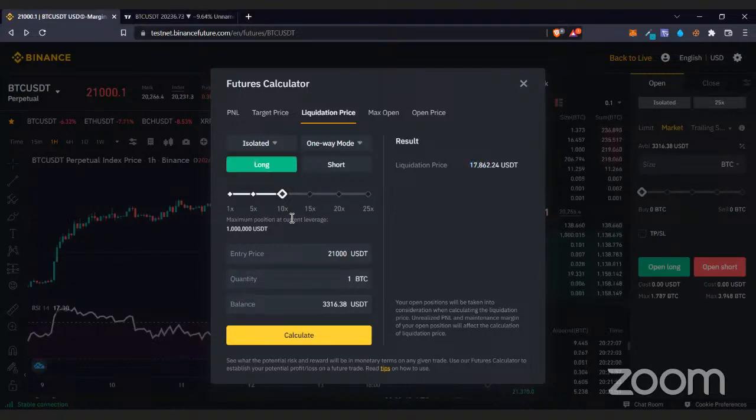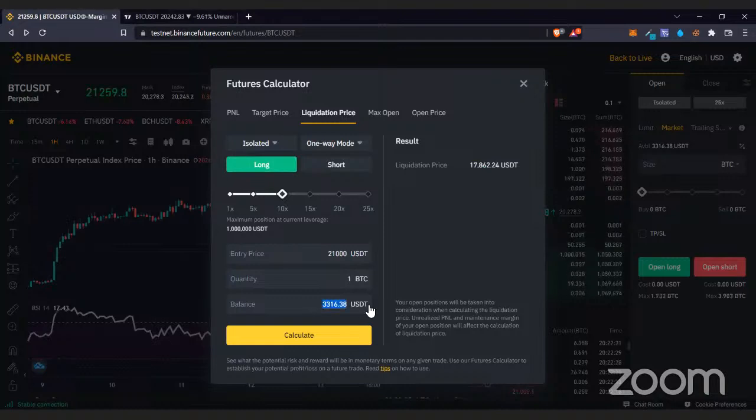What if I change it to isolated and then go ahead and calculate? Okay, we'll still get liquidated at that point. But now the difference is on the isolated, we only lose the amount of money it costs us to open one position, 1 Bitcoin, while on the cross, it will cost us the whole of the account balance.